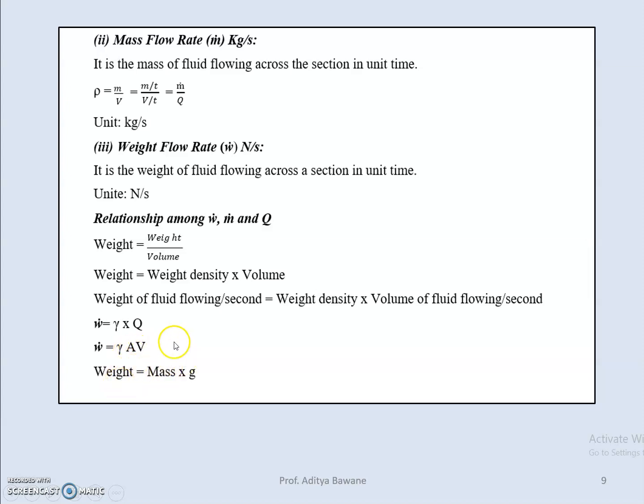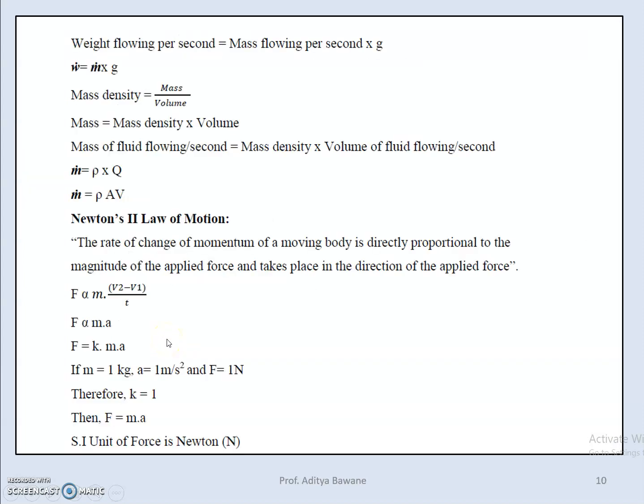So weight is equal to mass into g, that is m into g. Mass density equals mass by volume, so mass equals density into volume. So the mass of fluid flowing per second equals mass density into volume of fluid flowing per second. In this way we get m dot equals rho A V.